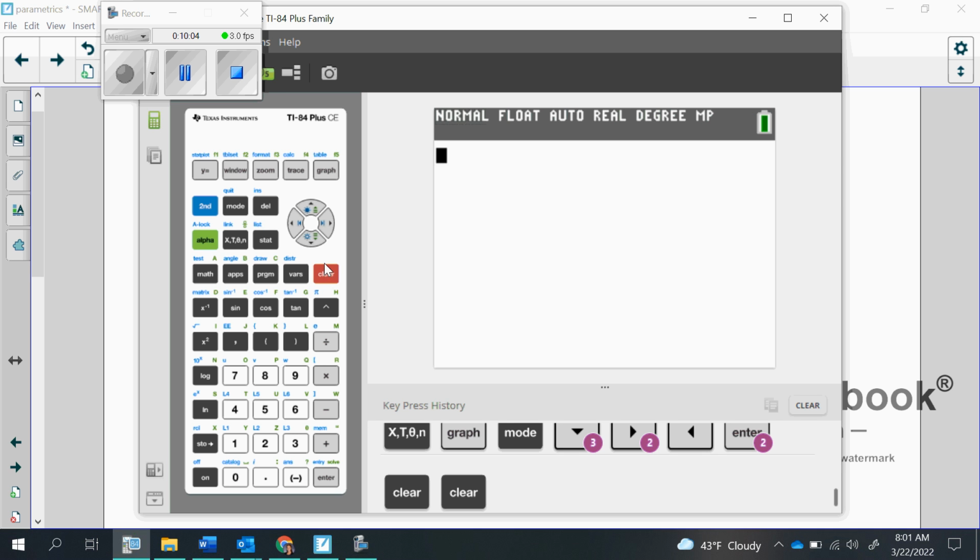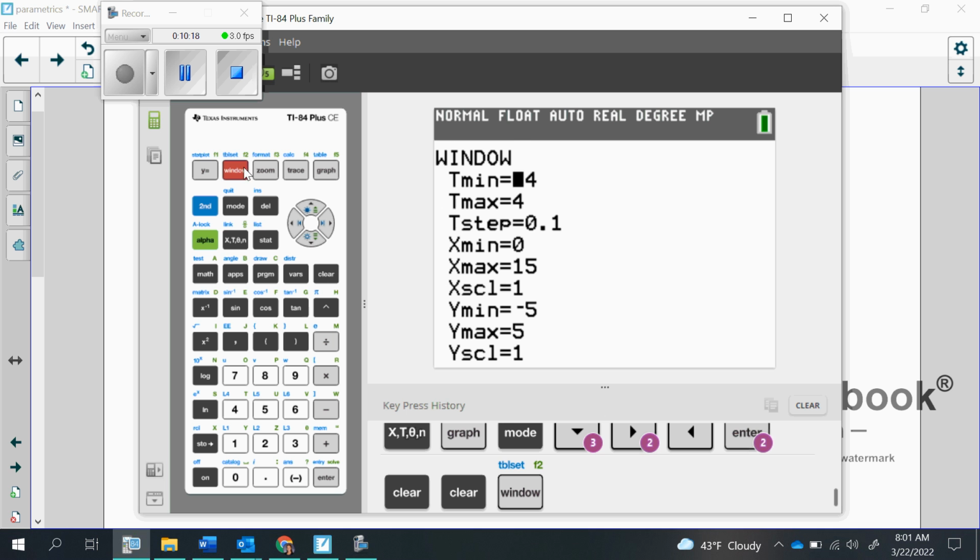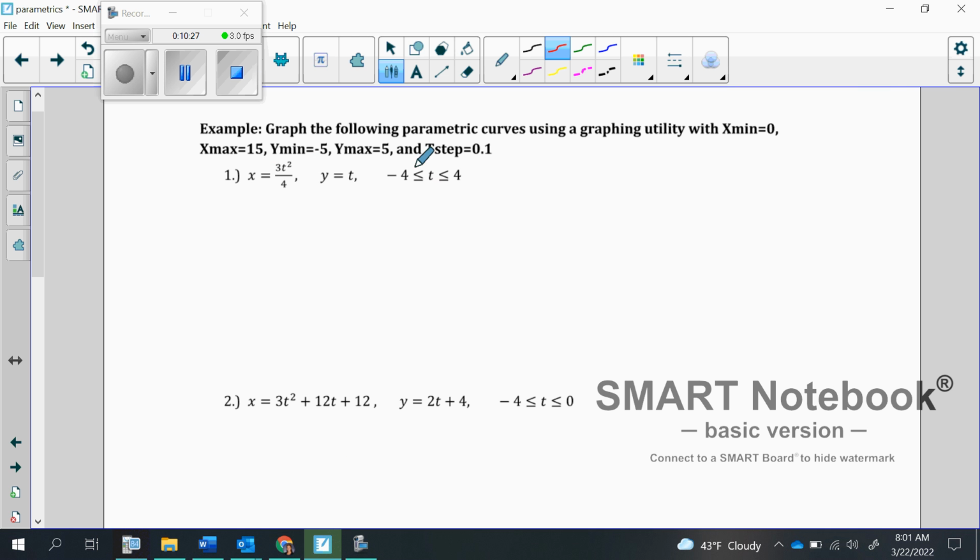You can clear it out, whatever it says. So now what I want you to do, when I give you these parameters in your notes, I say to graph the following parametric curve using a graphing utility with an x-min, so we're going to go into our window, okay? And your t-min and t-max is going to depend on the problem. I believe for the first one, I tell you that t is between -4 and 4, so that's what you're going to fill in there.